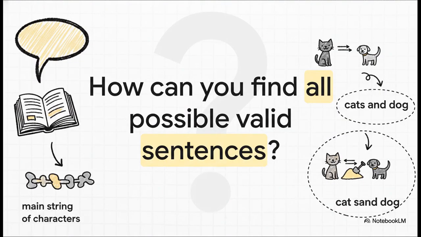And here's the mission. Our job is to find all the possible ways to put spaces into that string so that it forms a valid sentence. And by valid, I mean every single word in the sentence has to be in our dictionary. So for this example, you can see there are two ways to do it: cats and dog, and cat sand dog. Our program needs to find both of those.